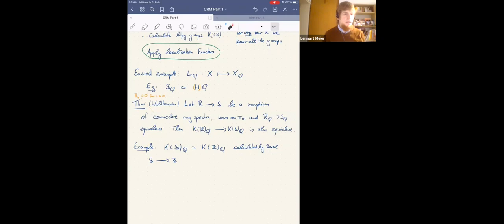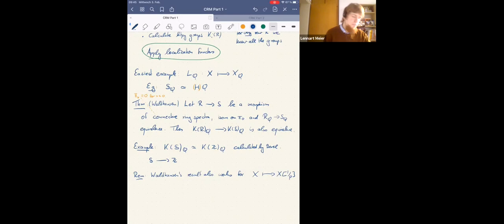I should also remark that Waldhausen's result also works for the functor X going to this localization, which maybe is denoted a little bit shorter like this. We can just invert one prime P. This has the same effect on homotopy groups, inverting just one prime P.